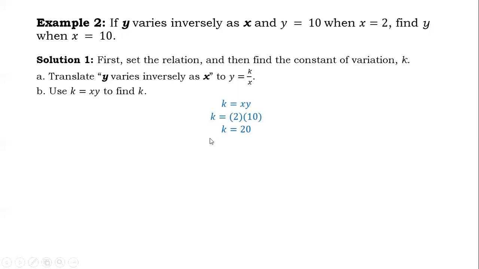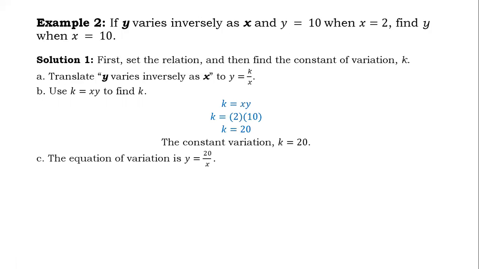So now using that one, just simply substitute the given values to the variables. We have here the value of x is equal to 2 and the value of y is equal to 10. So 2 times 10 is equal to 20. So now the constant of variation, or the value of k, is 20. So now we will write the equation of variation. So the equation of variation is y is equal to 20 over x.